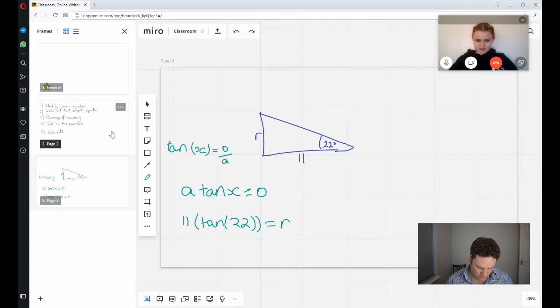So 11, 20. Wait, no, apparently it won't. Unless I did 22 times 11. So 4.4. Yeah. Okay. And does that number look about right, looking at that triangle? I know it's obviously a very rough sketch, but is that feasible, 4.44? Yeah.